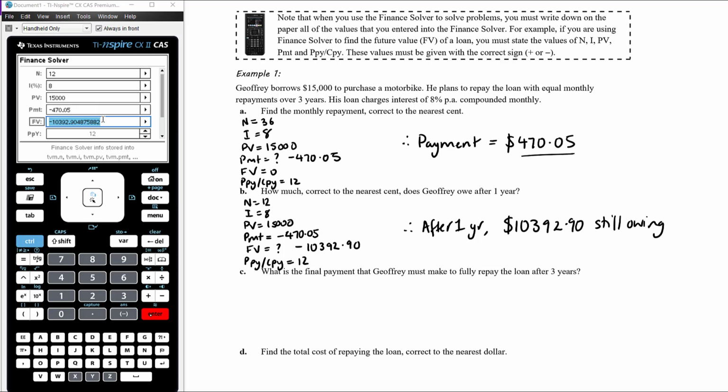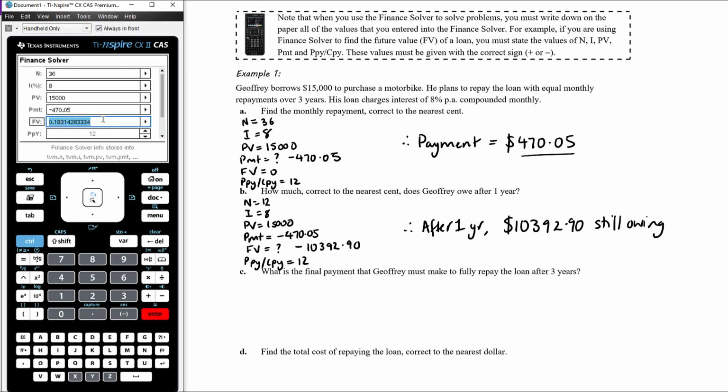What is the final payment that Jeffrey must make to fully repay the loan after 3 years? Okay, so we've seen in the last two videos looking at both the recurrence relation and the amortization table, rarely does it work out perfectly that the loan's exactly paid off over those 3 years. So what we want to do here is calculate, this time, I'm just going to delete that, this time we want to look at over the 3 years, so 36 months, everything else is still the same, making those payments, what is the future value if I actually make 36 payments of $470.05? And it'll be slightly off usually, okay?